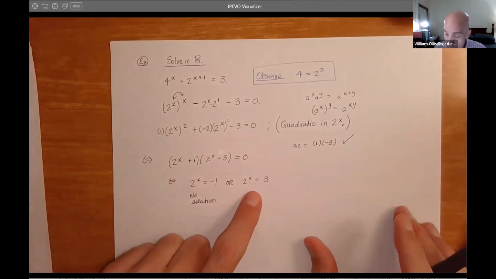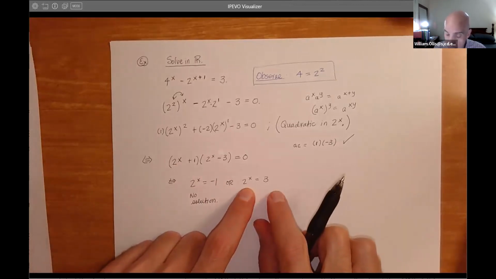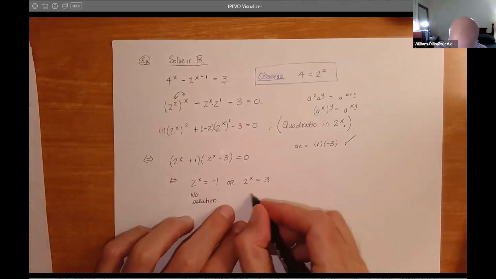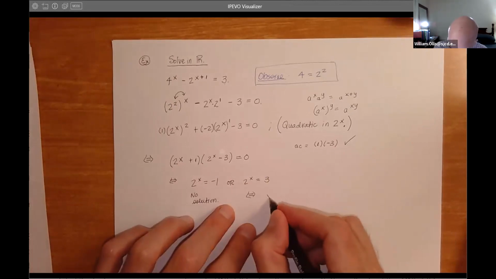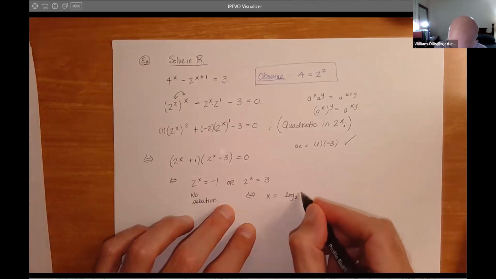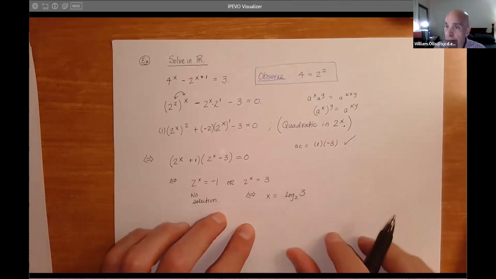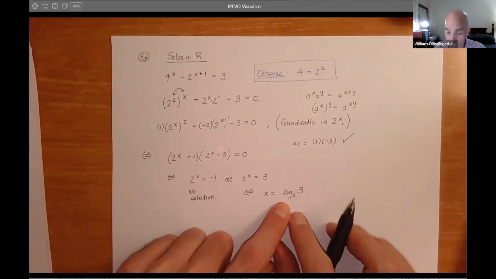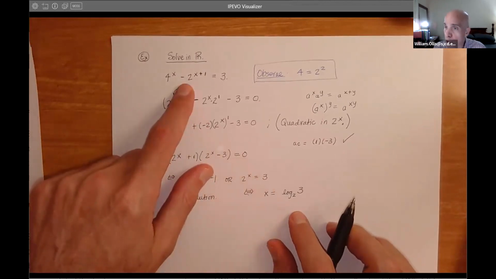Okay, now here, of course we will. So now we look at this and say, well, the power of 2 that equals 3 is x. So x is a logarithm. So if and only if x equals the base 2 logarithm of 3. So again, here, this would be a legitimate solution. This solves the original equation.